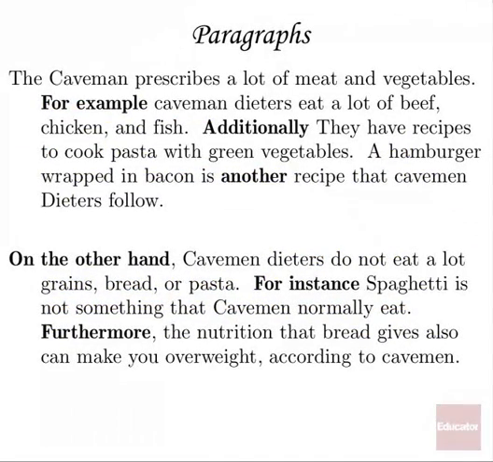The caveman diet prescribes a lot of meat and vegetables. For example, caveman dieters eat a lot of beef, chicken, and fish. Additionally, they have recipes to cook pasta with green vegetables. A hamburger wrapped in bacon is another recipe that caveman dieters follow.